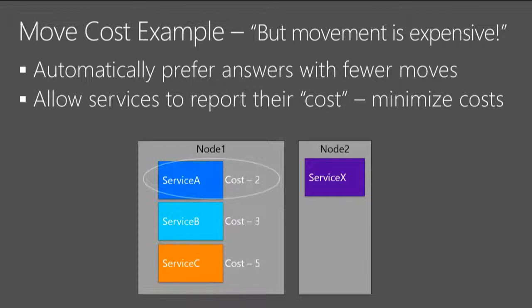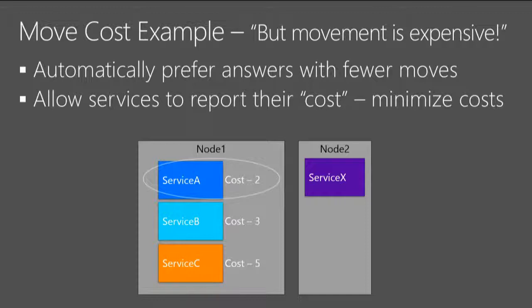So we have this notion of move cost, which is basically another hint into the resource balancer to say, hey, if you're trying to balance the cluster and you have a whole bunch of different solutions that are all about equally balanced, prefer the one with the fewest total number of moves. That's a good first gate. And then the second thing that you can do is we're going to actually tell you which of the things are heavy, expensive to move, and which ones are light, easy to move. So prefer the solution with the overall lowest cost.